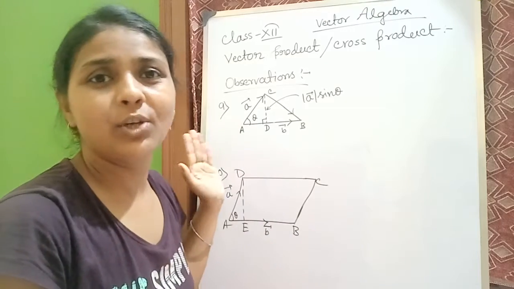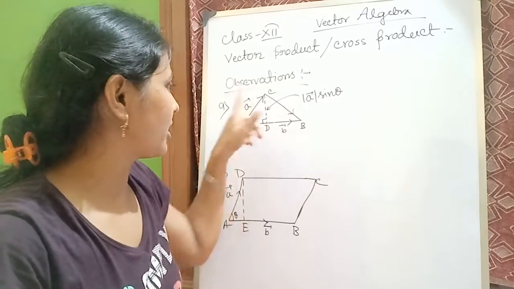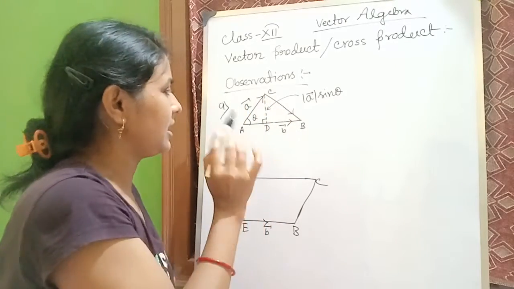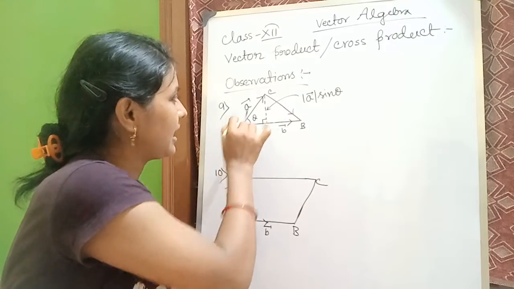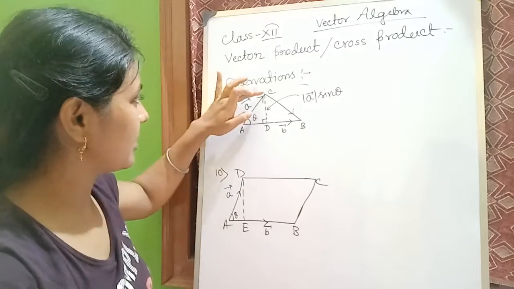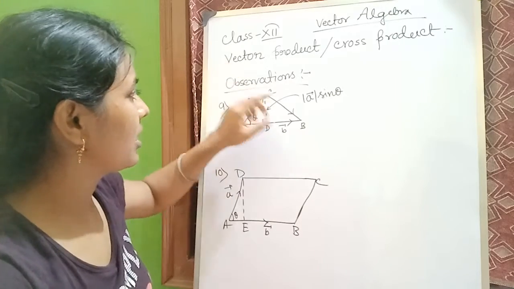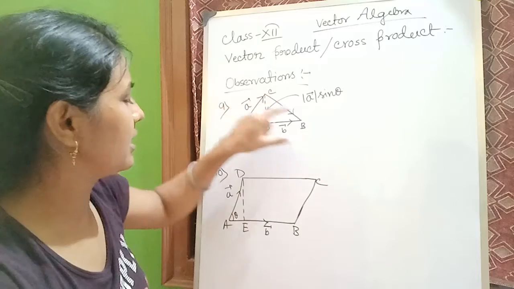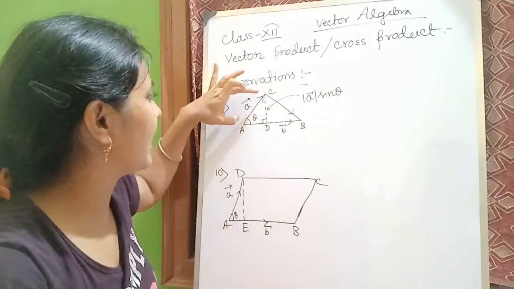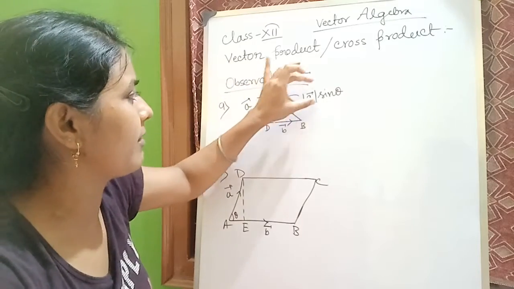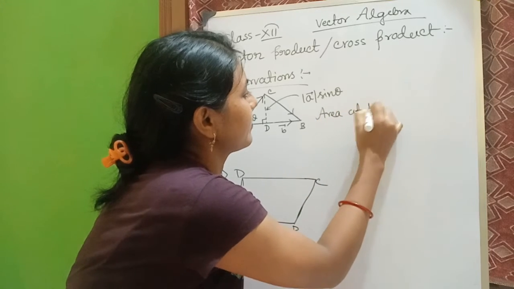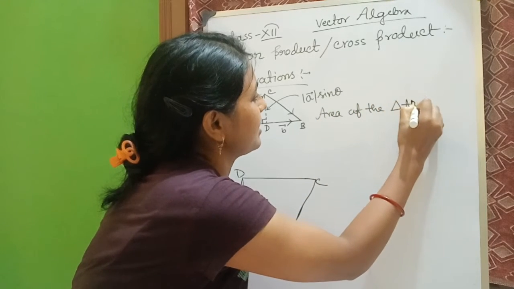So number 9 observation, you can see I have drawn a triangle whose base is AB and the altitude is CD. Base vector is B vector, AC vector is A vector, angle between them is theta. Then just by applying trigonometry we can have CD is equals to mod A vector sine theta, because AC is mod A vector. So CD is AC sine theta. We are going to find out the area of the triangle ABC.